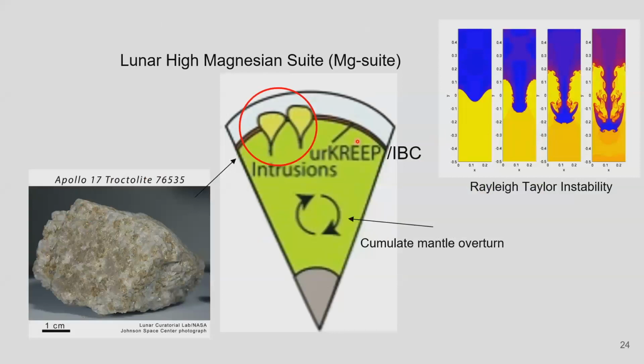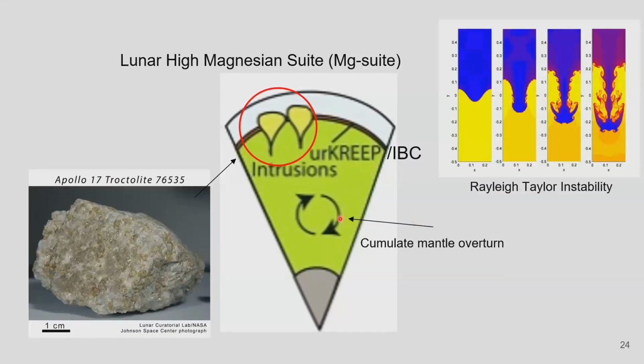Now let me explain the formation of the lunar high-magnesium suite, or Mg suite. You've crystallized your whole moon, but that KREEP/IBC layer, the minerals in that layer, are actually much more dense than the minerals below it. Just like in a lava lamp, you undergo what's called a Rayleigh-Taylor instability, which means if you have a more dense liquid over a less dense liquid, it displaces the less dense liquid upwards as it gravitationally sinks, and you get mixing of the lunar mantle. We call this cumulate mantle overturn. So your initial stratigraphy all of a sudden gets mixed.